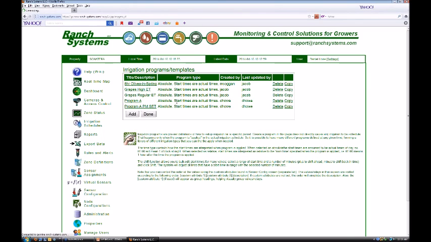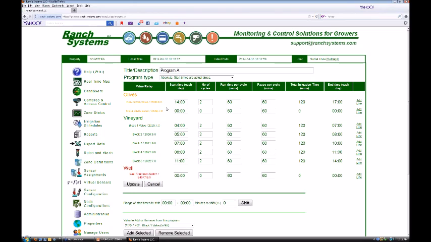So we have a program A here that we just created, and you can see that we have a start time, a number of cycles, a number of run time minutes per cycle, and pause minutes per cycle. And we have the off times as well.